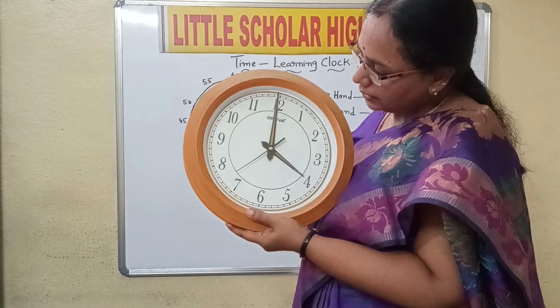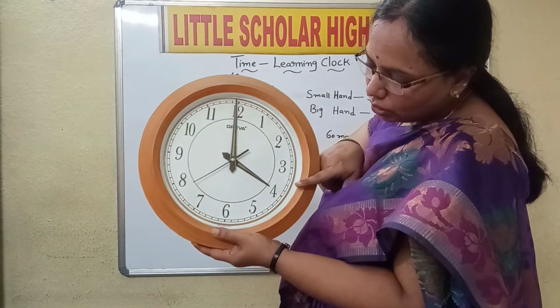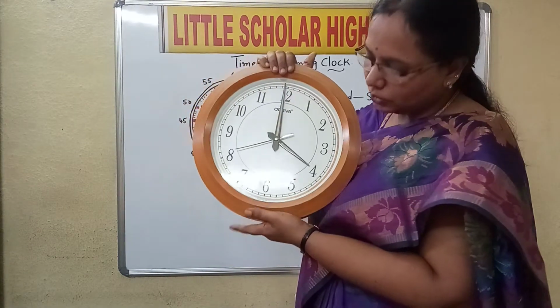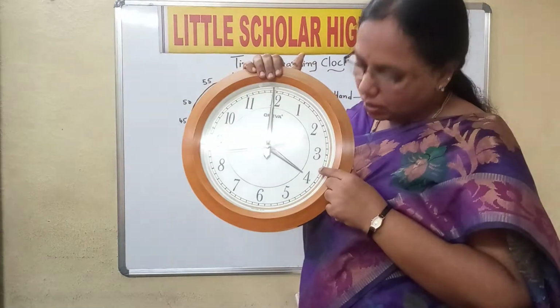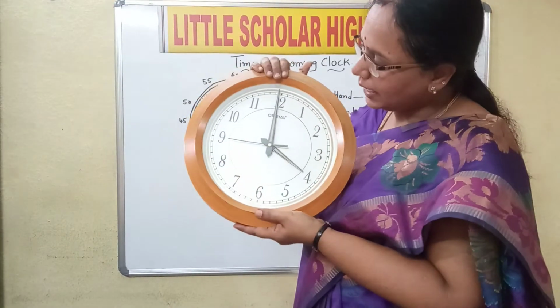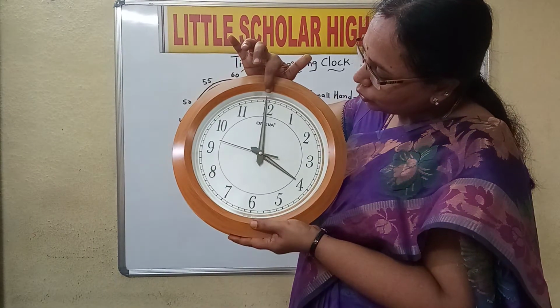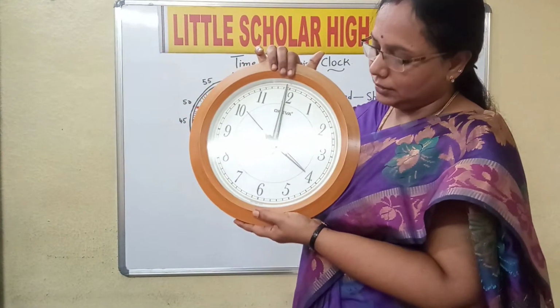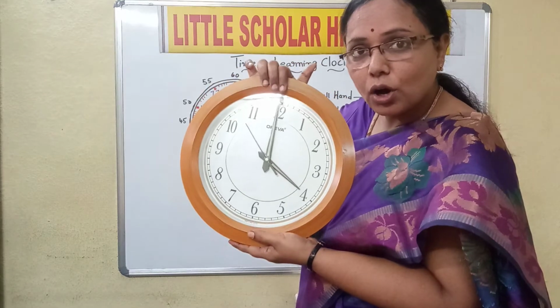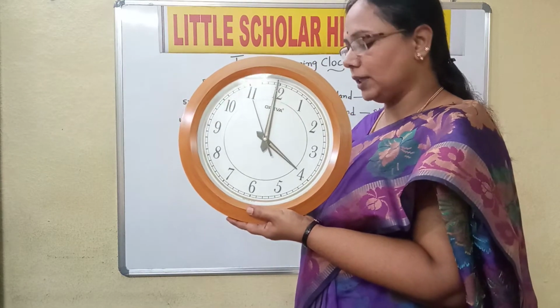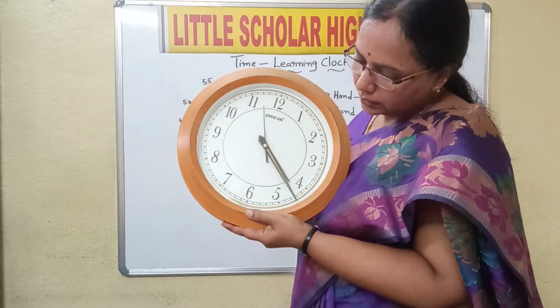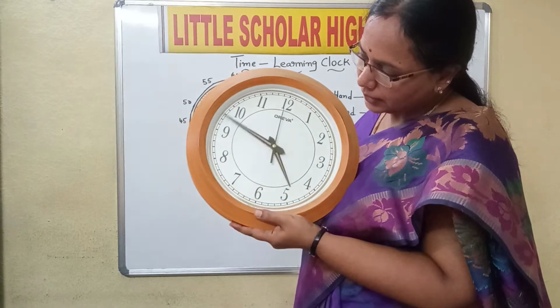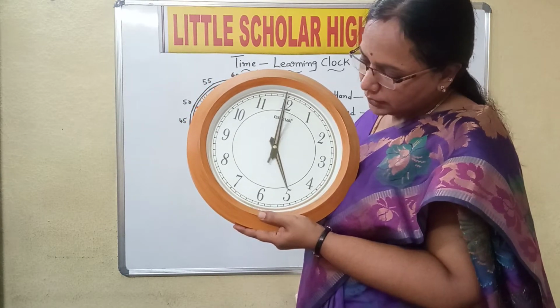Now let us do one more. Where is the small hand now? The small hand is on 4, isn't it? And where is the big hand? The big hand is on 12. So what is the time now? It is 4 o'clock. Now you see another one, start guessing the time and tell me.